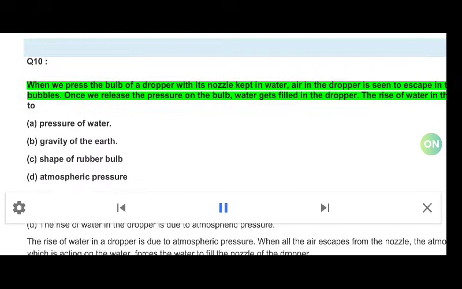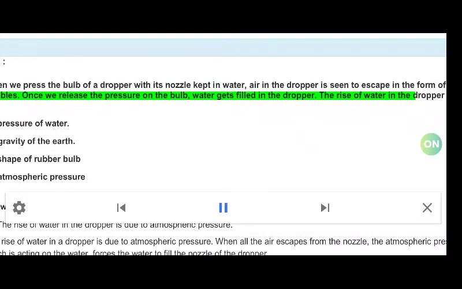Q10. When we press the bulb of a dropper with its nozzle kept in water, air in the dropper is seen to escape in the form of bubbles. Once we release the pressure on the bulb, water gets filled in the dropper.